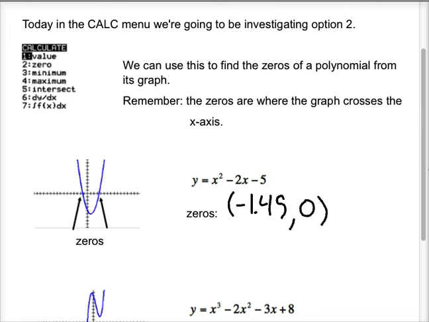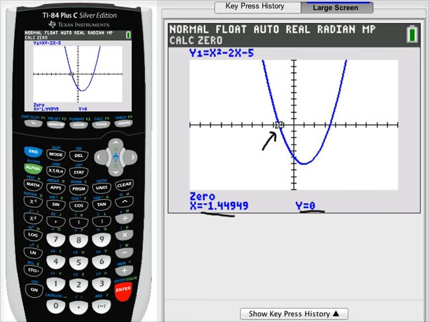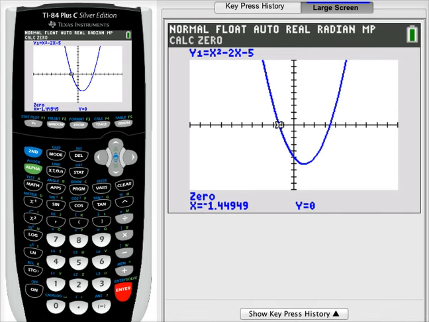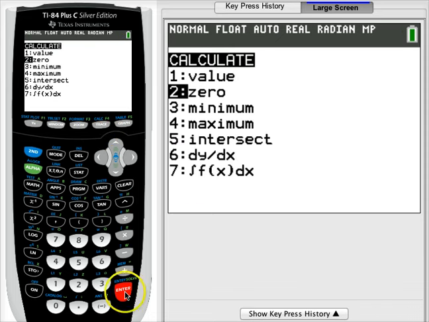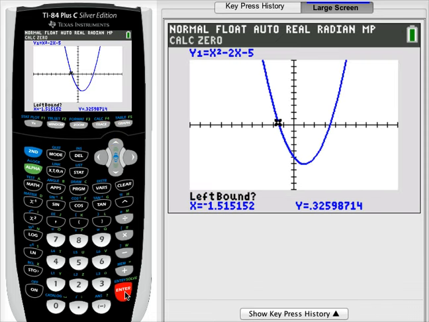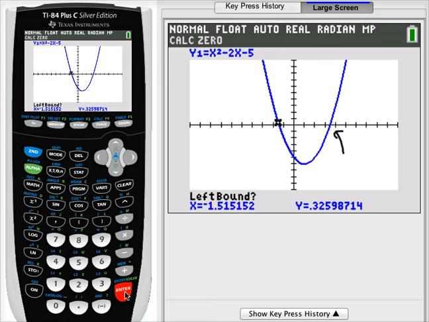And then I have another one to calculate. So I'm going to go back into calculate. Now I'm going to go get my other zero. My other zero being the one over here. And again, notice the command is exactly the same.